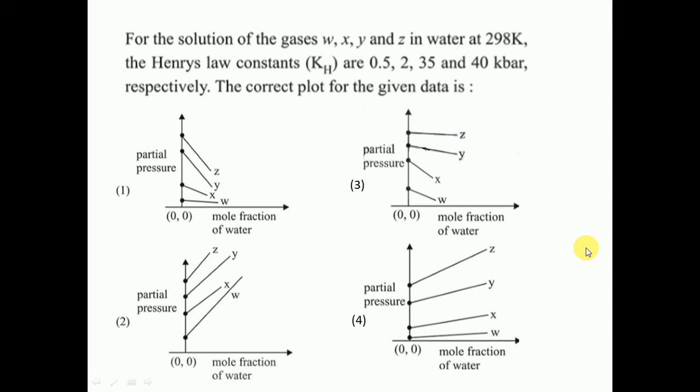Now again here we have a question from Henry's law. The question says, for the solution of gases W, X, Y and Z in water at 298 Kelvin, the Henry's law constants are 0.5, 2, 35 and 40 kilobar. So the unit of pressure here is kilobar, right? Okay, so we have to see the plot.